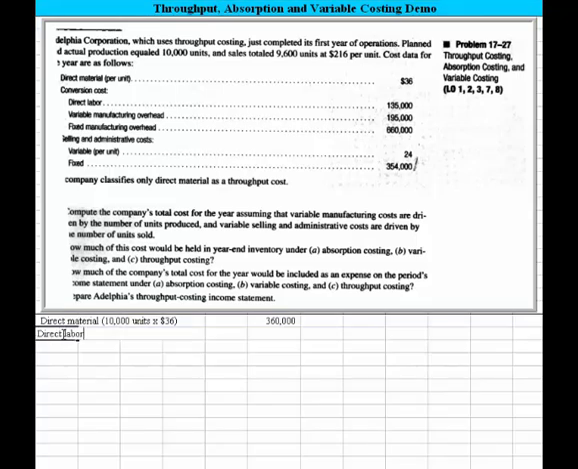Then we need to add in direct labor, right? And what's direct labor? It's 135,000 given in our problem. Now let's consider the variable manufacturing overhead. I'm going to abbreviate. Variable manufacturing overhead is 195,000. How about fixed manufacturing overhead? 660.